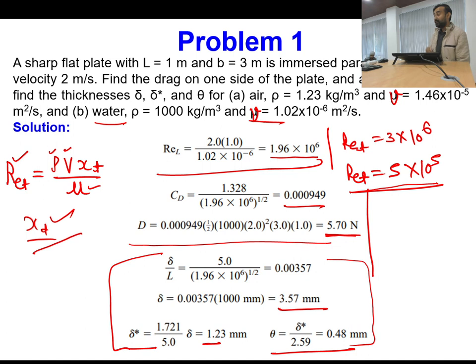So x transition will represent the length portion of the plate at which the value of Reynolds number reaches 5 into 10 to the power 5. It means that is the point up to which my boundary layer is laminar, and after that the flow is turbulent. Are all clear with this idea?